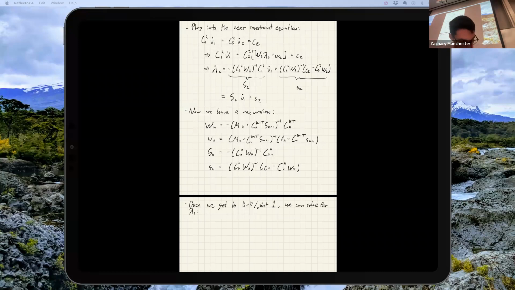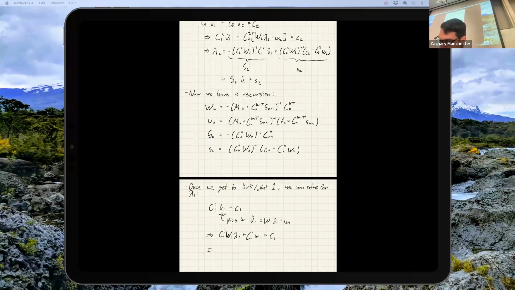So in particular, we use the first constraint equation, which is a special case because it's just the one link by itself in there. We're going to plug in this thing that we just solved for in the recursion and get something that looks like this. Now we have just an equation for lambda by itself with a vector thing. So we have a standard Ax equals b kind of situation. So we can solve this for lambda 1.